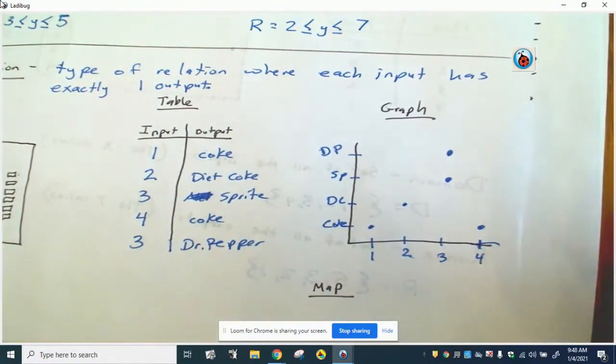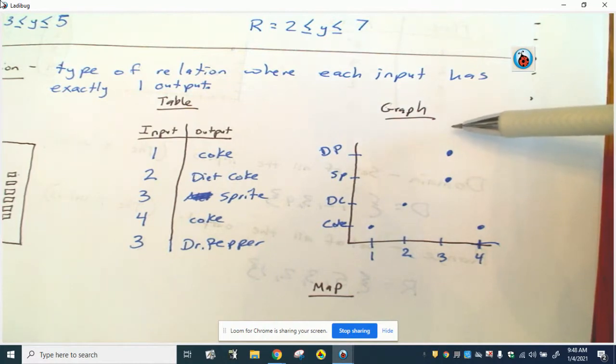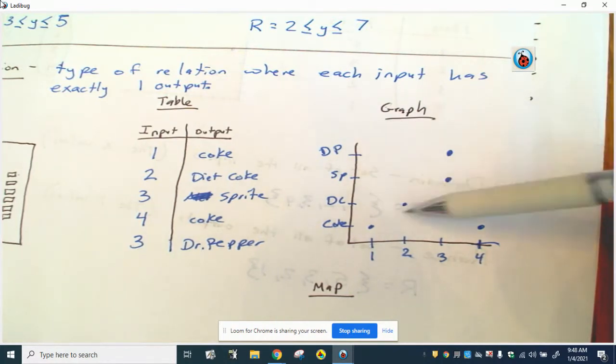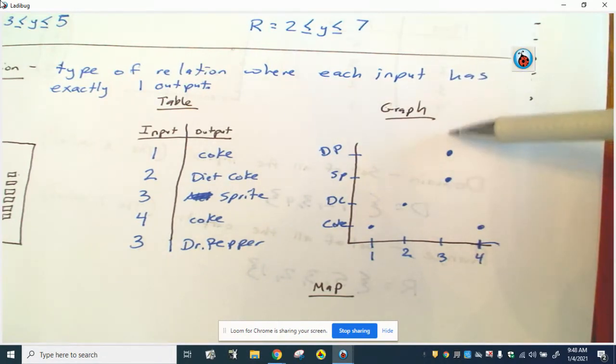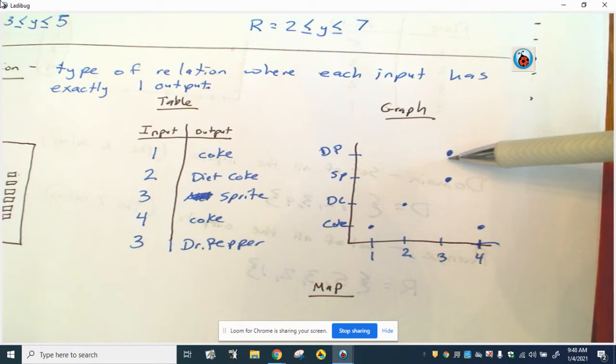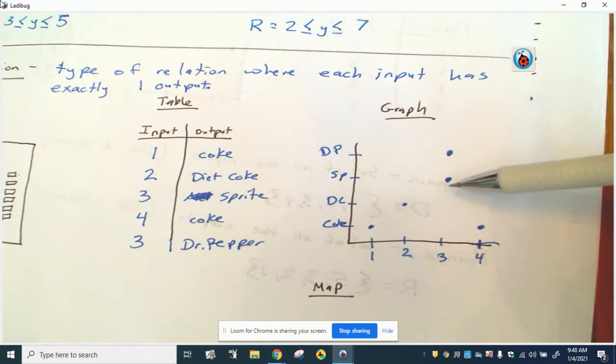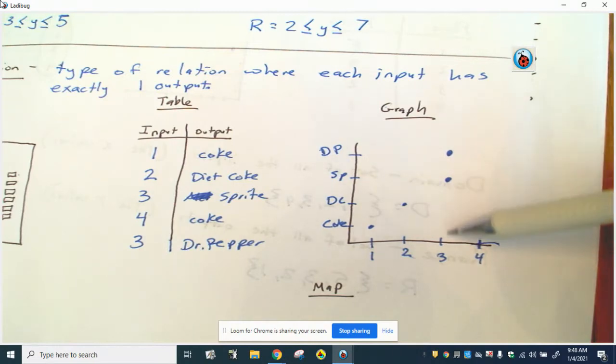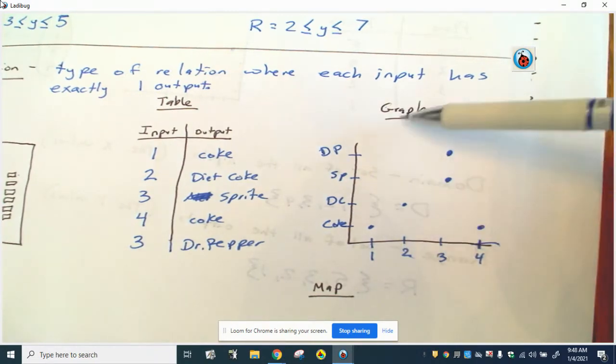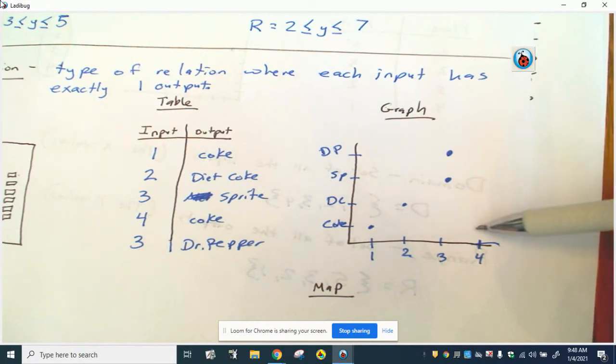The vertical line test basically means: is there any place I can draw a vertical line and hit more than one point? If I can, this is not a function, right? So this is not going to be a function because this input has multiple outputs. Okay? The vertical line test is really, really easy. It's basically, is there any place I can draw a vertical line and hit more than one point? If that's true, it's not going to be a function.